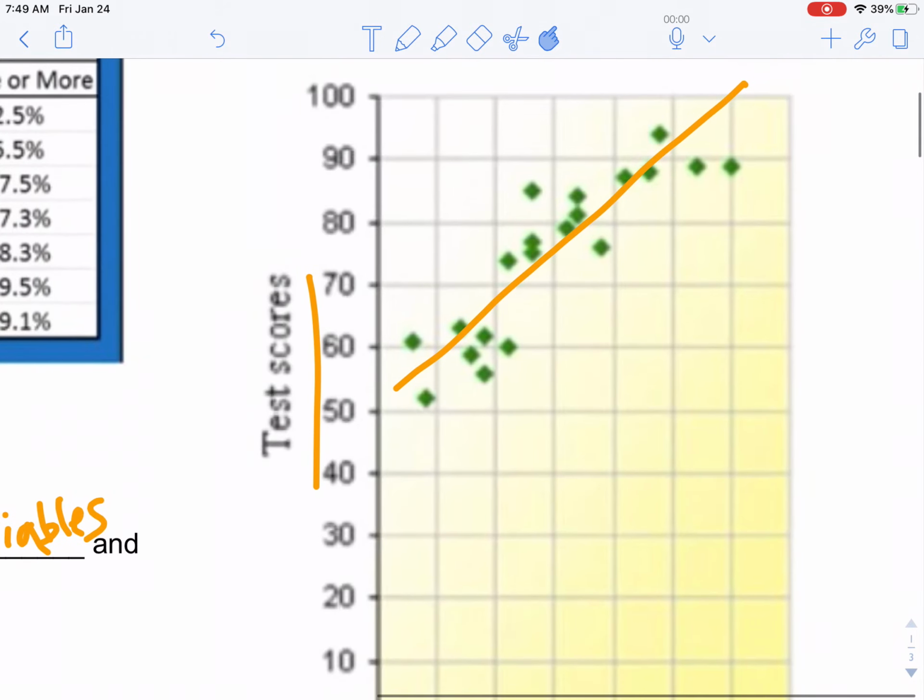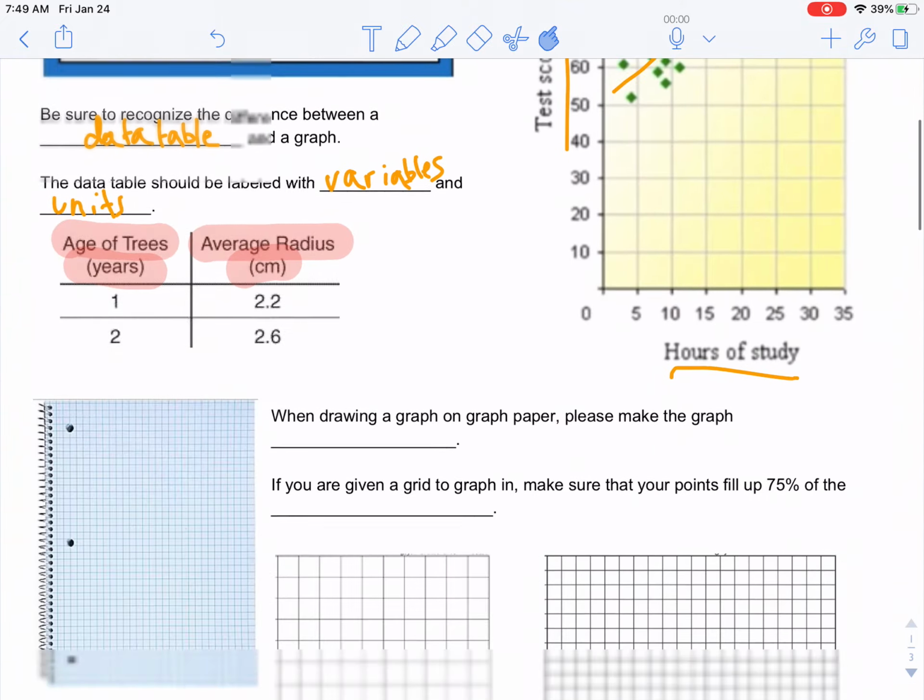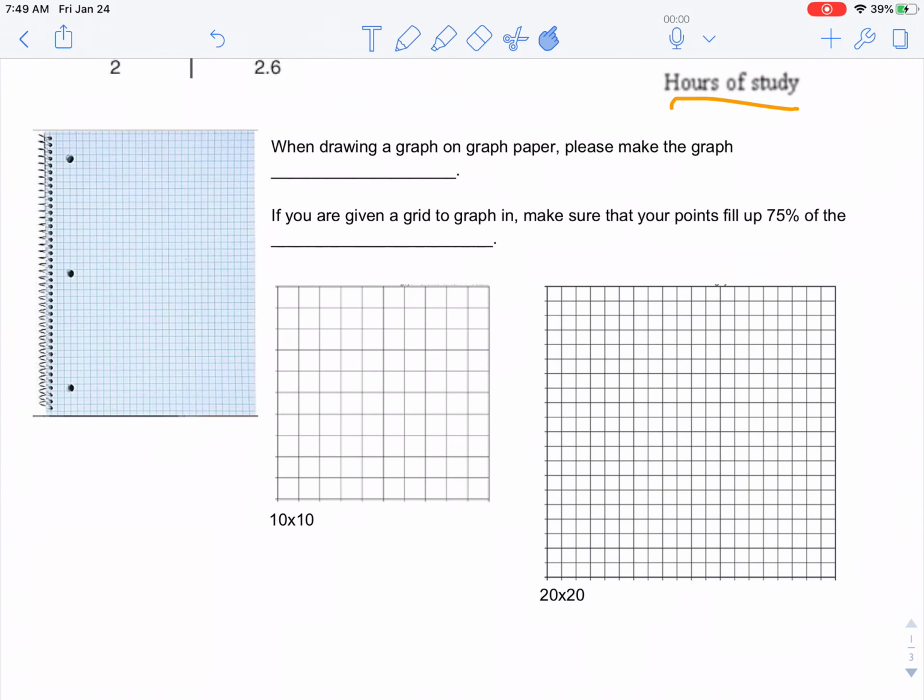If we look at this graph, test scores, they don't have a unit. I don't know, points maybe? We could fill that in, points. I like to put my units in parentheses. That's the proper format for that.